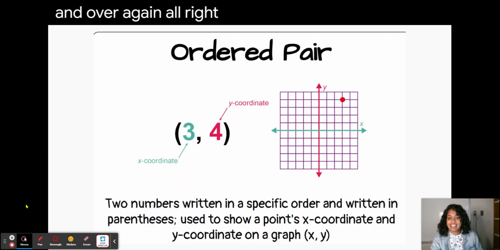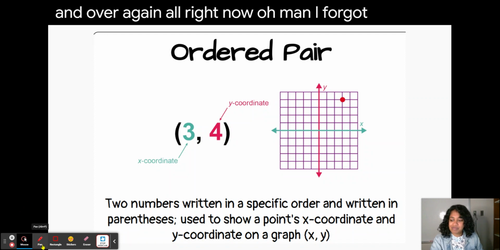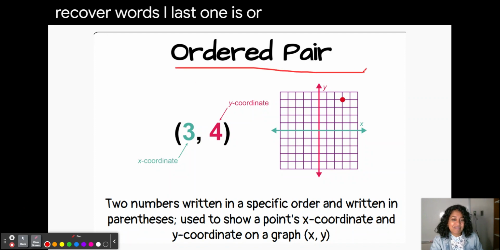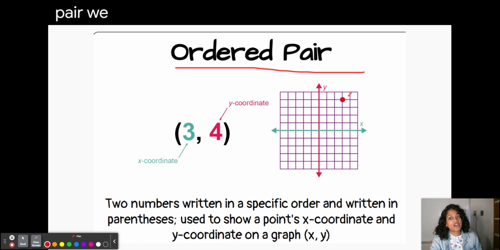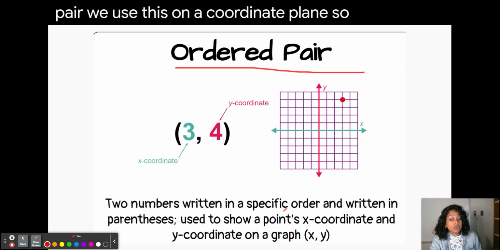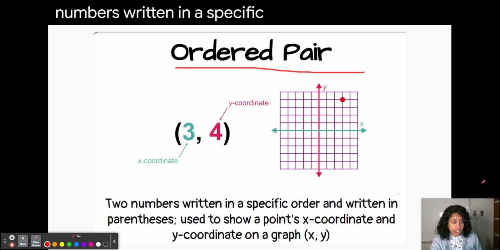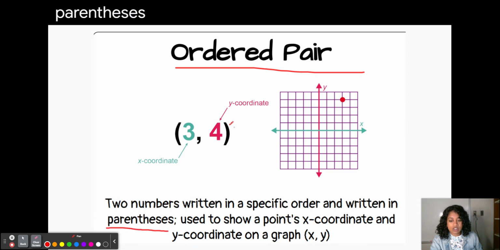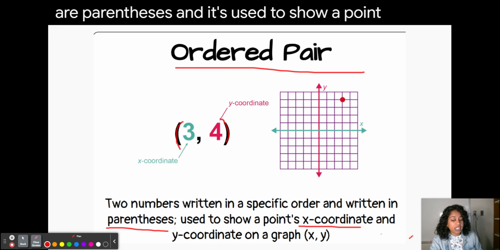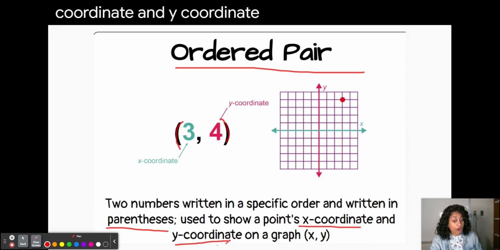All right, now, I forgot 2 vocabulary words. Our last one is ordered pair. An ordered pair, we use this on a coordinate plane. It is 2 numbers written in a specific order and written in parentheses. Those are these things right here. Those are parentheses. And it's used to show a point's x coordinate and y coordinate on a graph. So x, y. We have 3 as our x coordinate.